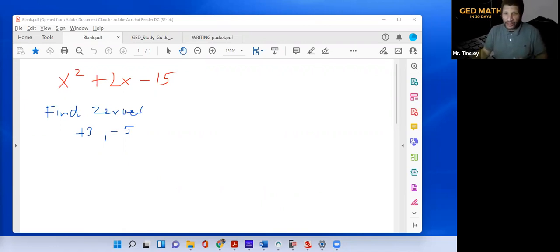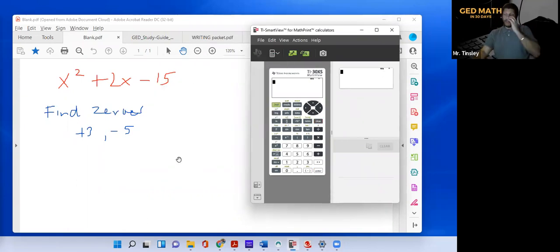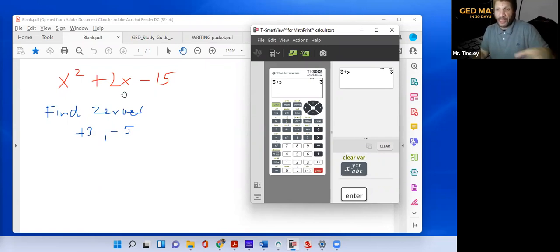How can I check my work? Whatever my answer is, I should be able to plug into the equation and get 0. Let me show you. There we go. 3, store X. Bam. I'm going to plug in the quadratic equation. If it's a solution, I should get 0. X squared plus 2x minus 15. Did I get 0? Yes.